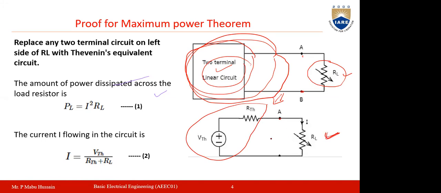You will have two terminals A and B here. Between the terminals will be the load resistance, and the remaining circuit you should bring to this format, V Thevenin in series with R Thevenin. That means here we are going to use Thevenin's theorem. According to Thevenin's theorem, any circuit that is given must be replaced with one voltage source in series with a resistance. The same procedure we are going to follow here also.